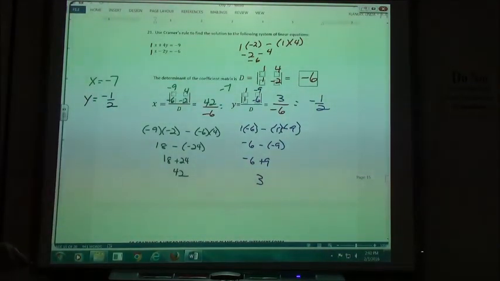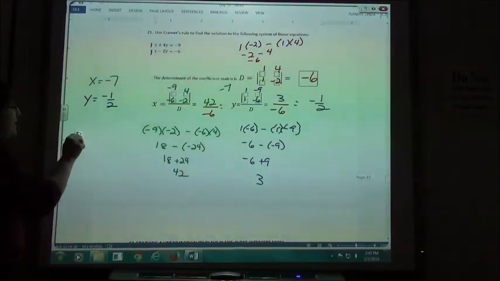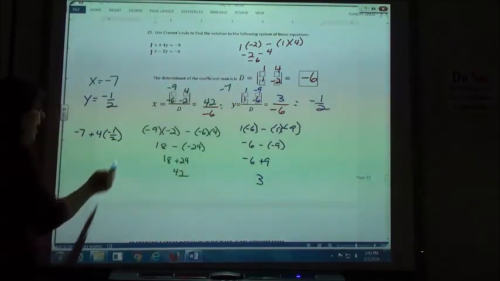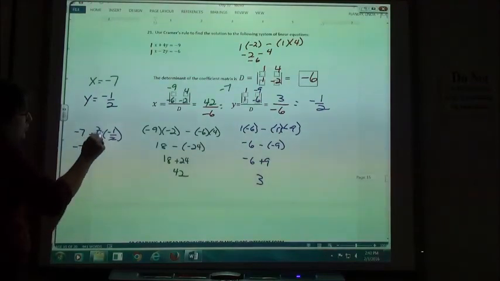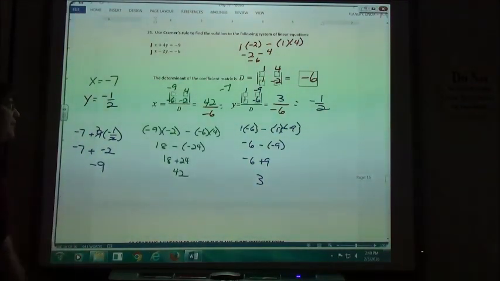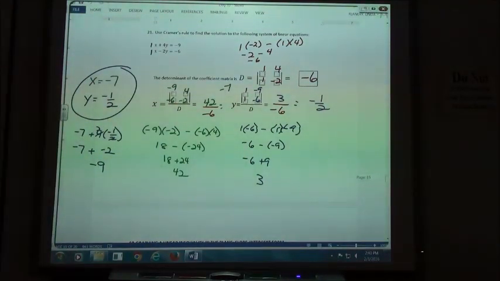Just for fun, we'll check this one. So I'm going to check it in my top equation. X is negative 7. Plus 4 times y, which is negative 1/2. So negative 7 plus, here 2 goes in there 2 times, a negative 2. Negative 7 plus negative 2, sure enough, is negative 9. My answers check out. And so negative 7 and negative 1/2 are my solutions.